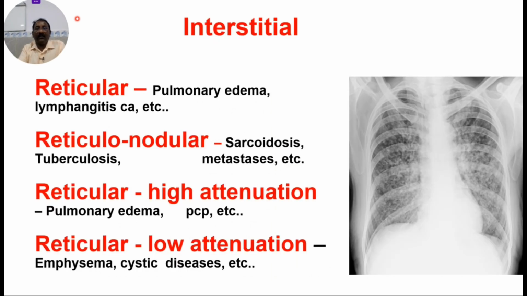See here the reticular, the pulmonary edema, reticular nodular, some sarcoidosis or tuberculosis, reticular high attenuation, your pulmonary edema, reticular low attenuation, emphysema, cystic diseases. So there are the different interstitial patterns. So this is most of miliary tuberculosis. See the fine nodular bilateral. Okay.